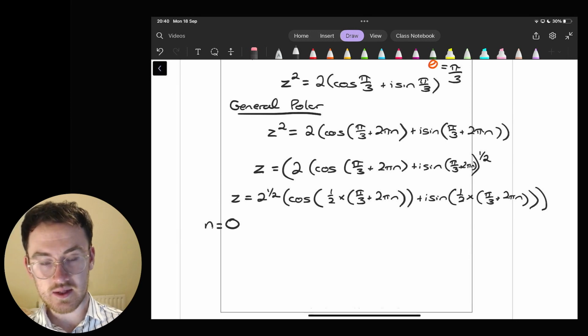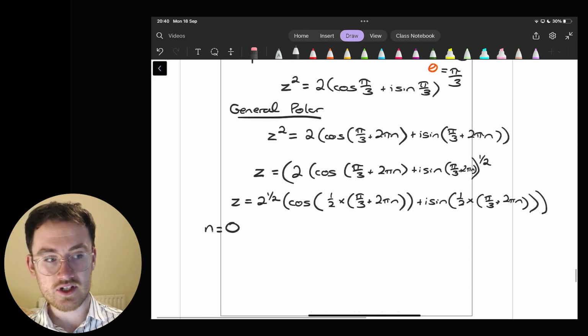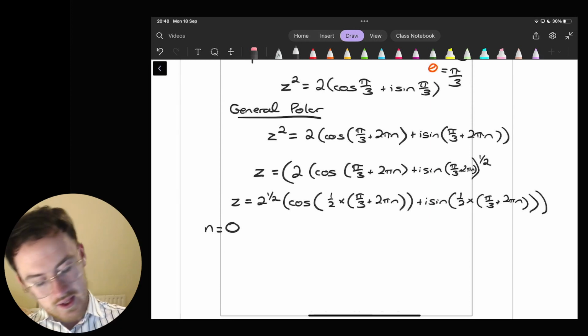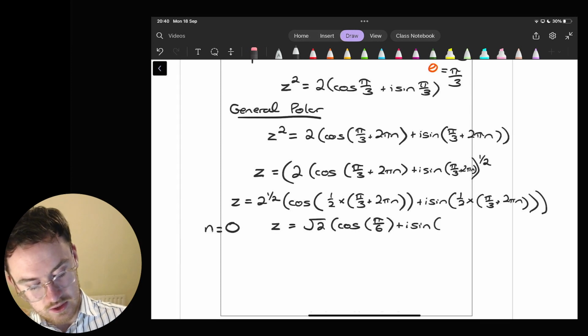We start with n equals 0. Now, looking that we're getting a square root as well, we're only going to have 2 solutions. So we start with n equals 0. That's going to give me z equals root 2 cos of, let me see, that will work out to be pi over 6 plus i sine pi over 6.